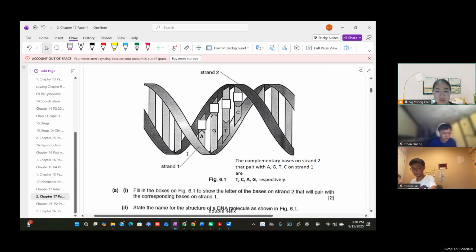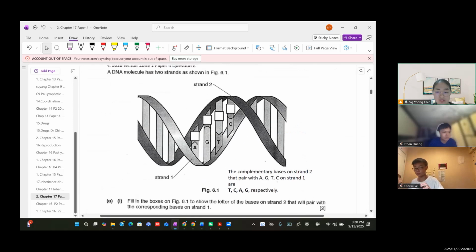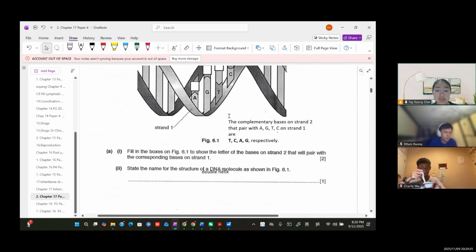Okay. And then this is DNA. Yeah, DNA. This is very simple for you because you just need to list out the complementary base pairing. Yeah.